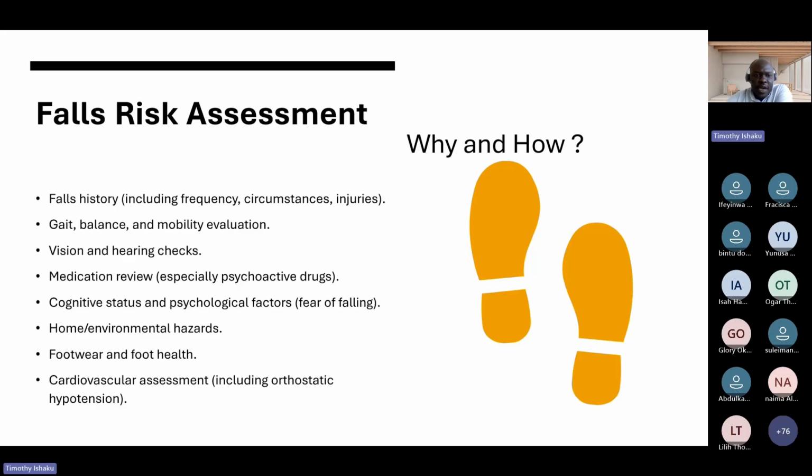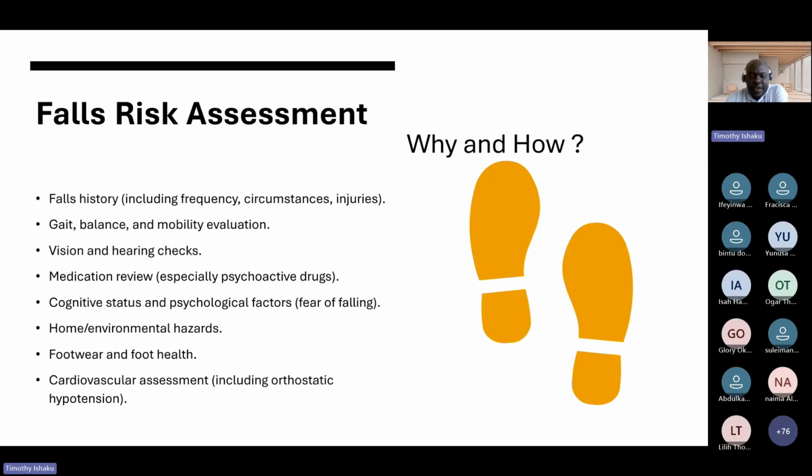Especially psychoactive drugs. Then there is the cognitive or psychological status. We talked about memory and attention, and the psychological factor here is the fear of falling. People talk about fear of falling in the chat box a lot, and avoidance too. So it's the psychological factors.